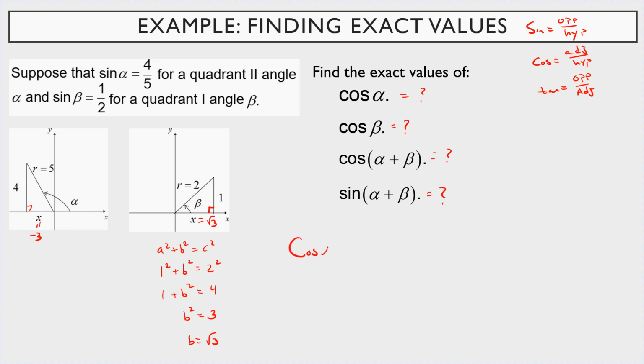All right, so cosine of alpha. Here's alpha. Cosine is adjacent over hypotenuse, so the adjacent side here is -3, the hypotenuse is 5. So -3 over 5. I've got sine of alpha, that's 4/5. So let's find cosine of beta. Cosine is adjacent over hypotenuse, so what is it here? It would be the square root of 3 over 2, and then I also have what sine of beta is here. They gave us that.